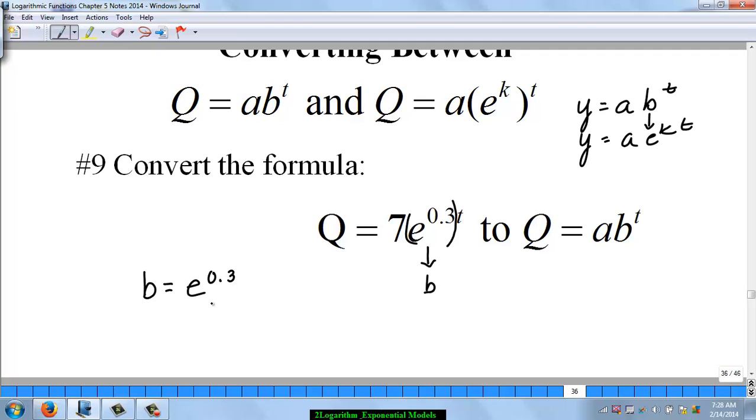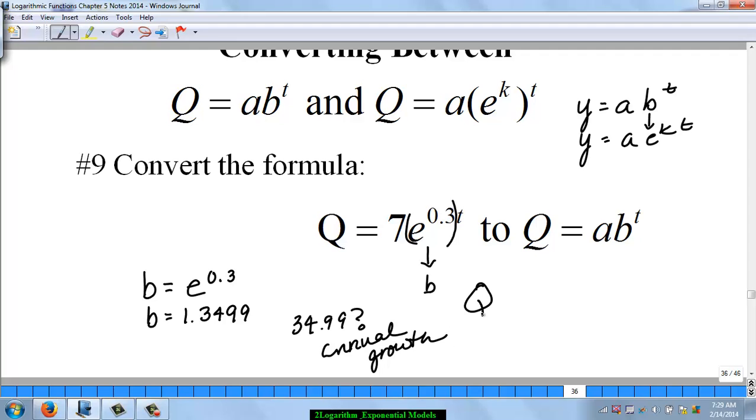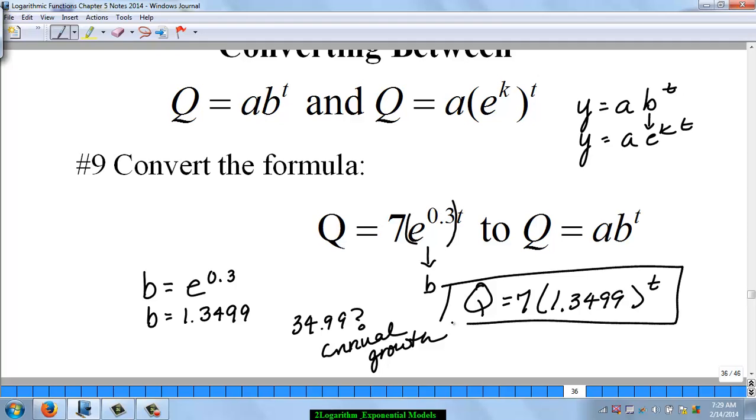Well, there's really nothing you have to do, because that is a number. Just put it in your calculator and then you'll get the decimal form, which is 1.3499, or 34.99% annual growth. So my new formula is Q equals 7 times 1.3499 to the t. See? So that's pretty simple to go back and forth.